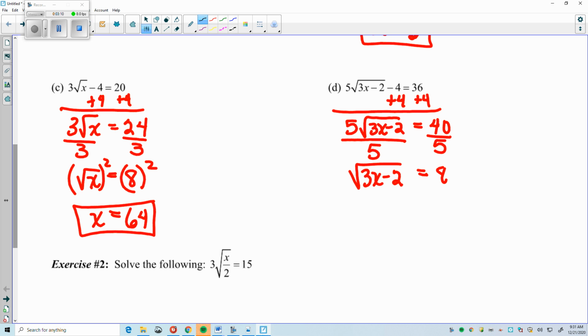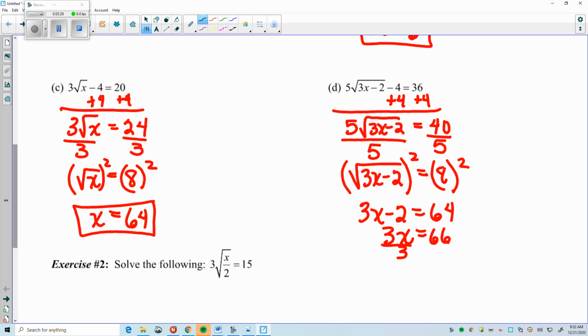Now again, I want to get rid of the square root because the x is under the square root. So here's where I would undo the square root by squaring each side, and I'm left with 3x minus 2 is equal to 64. From there, if I add over the 2, I have 3x is equal to 66. And if we divide by 3, I'm left with x equaling 22. So we just have to be careful, watch your order of operations, and solve one step at a time.